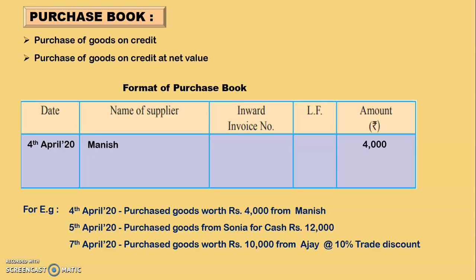Then on 7th of April, purchase goods worth rupees 10,000 from Ajay at the rate of 10% trade discount. Now while recording this entry, first we'll have to calculate that amount of trade discount, deduct and then write the net value. So 10% on 10,000 is 1,000 rupees. So the purchase value of goods is 9,000. So we record this entry as 7th of April in the date column. The name of the supplier we write Ajay, and in the amount column we write 9,000. That is after deducting the trade discount.